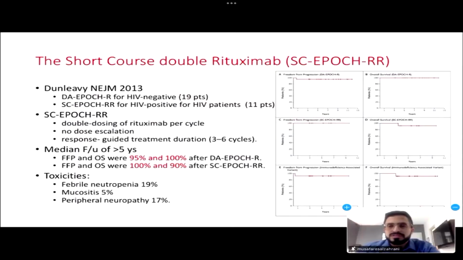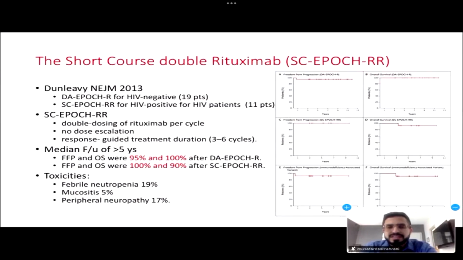Also, to reduce the toxicity even further, especially with patients with HIV, a short course double rituximab EPOCH-R was developed. The study looked at full dose adjusted EPOCH-R in 19 HIV negative patients, whereas the short course double rituximab was used in 11 patients with HIV positivity. The difference is that the short course uses double dosing of rituximab per cycle. There was no dose escalation, and there was also response-guided treatment by PET scan after several cycles.